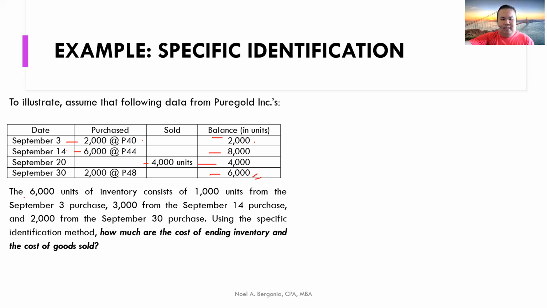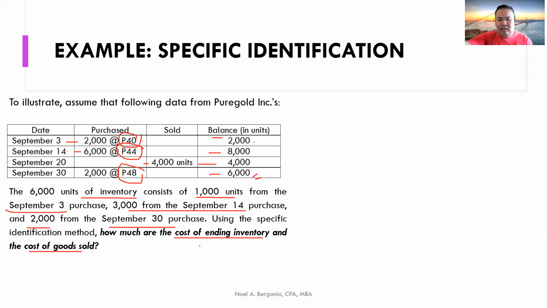Now, sabi dito, the 6,000 units of inventory consist of, so we have identified, 1,000 units daw, 6,000 is coming from September 3. Okay, so which is at 40 pesos, as you can see. Then we have 3,000 coming from September 14, which is costing at 44. And then 2,000 units come from September 30 purchase, which is 48. Okay. So using and applying the specific identification method, how much is the cost of ending inventory and cost of goods sold? Remember that under the specific identification method, we can identify clearly kung saan nanggaling yung binenta natin at the same time saan din po nanggaling yung natitirang number of products natin. So which is being indicated here sa binasa ko.